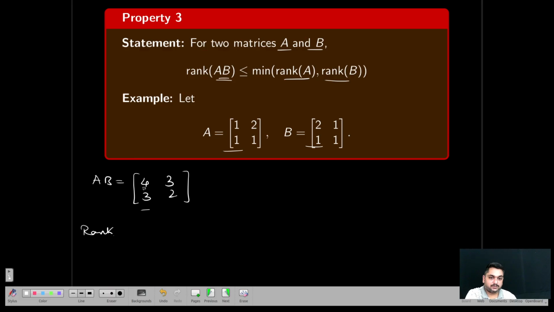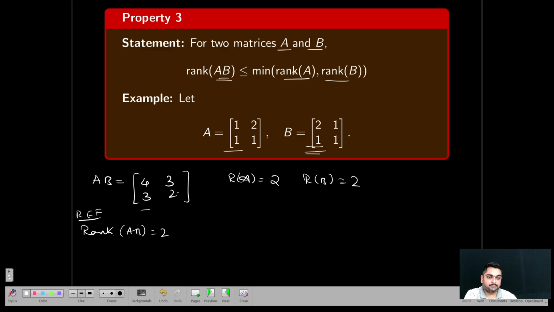If I convert this to row echelon form and make this 0 also, this cannot be made 0. So the rank of AB is 2 only. Then rank of A, converted to row echelon form. If you subtract this, it becomes 0. This becomes minus 1. So that is the end. Again, we don't have any 0 rows. So the rank will be 2 only. Then the rank of this is again 2.